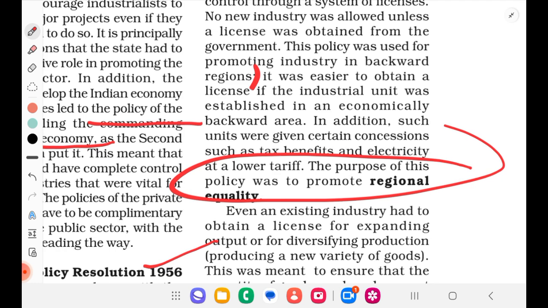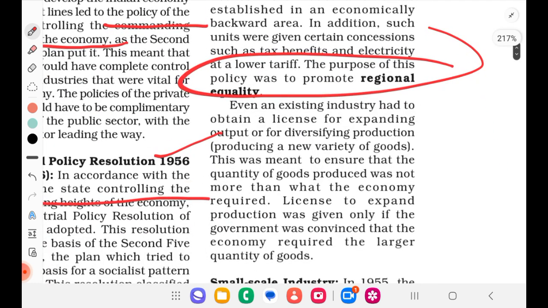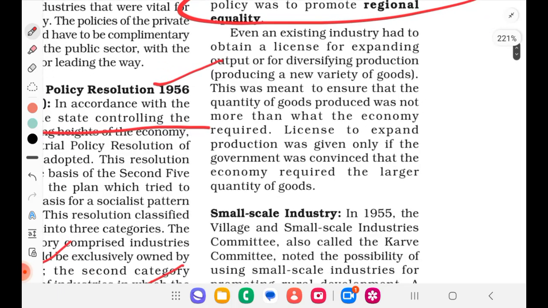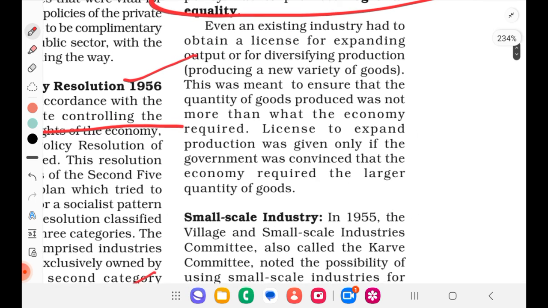Even an existing industry had to obtain a license for expanding output or for diversifying production, producing a new variety of goods. This was meant to ensure that the quantity of goods produced was not more than what the economy requires. License to expand production was given only if the government was convinced that the economy requires a larger quantity of goods. Small scale industry.